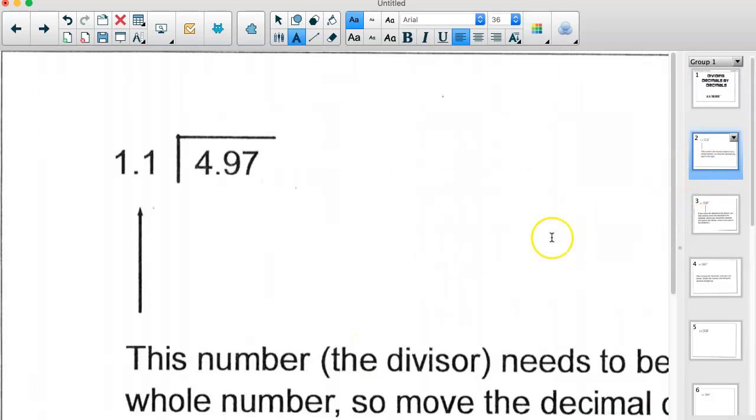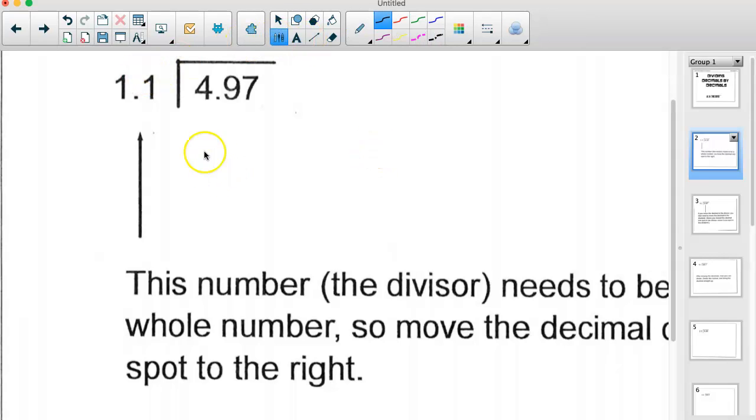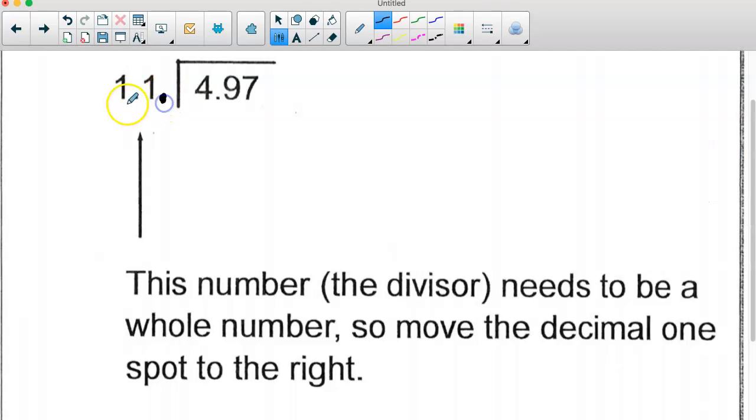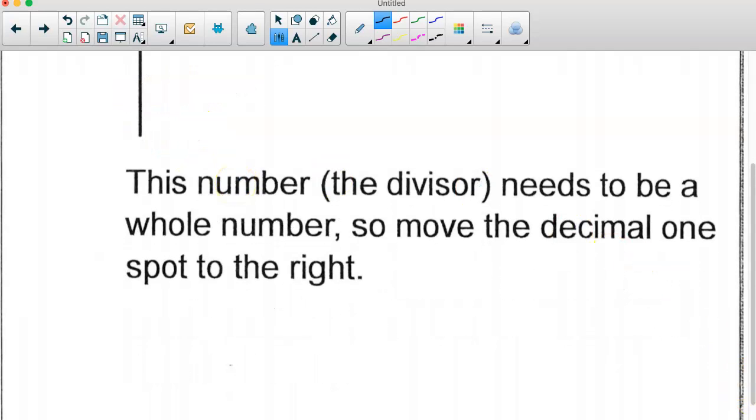The first thing we need to keep in mind is that this number, which is the divisor, needs to be a whole number. So how do we make this a whole number? Well, we move the decimal one spot to the right, and that makes it now 11. Now imagine that's not there. I took white out, it's not there, now it's 11. So that's the first thing we need to do.